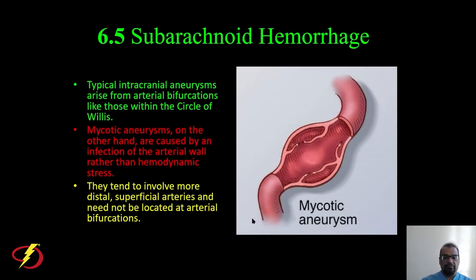And again, that's because typical brain aneurysms around the circle of Willis occur at arterial bifurcations because of hemodynamic stress. However, mycotic aneurysms, on the other hand, are caused by infections in arterial walls. We'll go over that in a minute. And this infection weakens the arterial wall. It's not the hemodynamic stress that we see in regular aneurysms around the circle of Willis that causes the aneurysm to grow. It's the infection that weakens the arterial wall. And for that reason, these mycotic aneurysms tend to involve more distal superficial arteries, and not centrally located arteries around the circle of Willis.